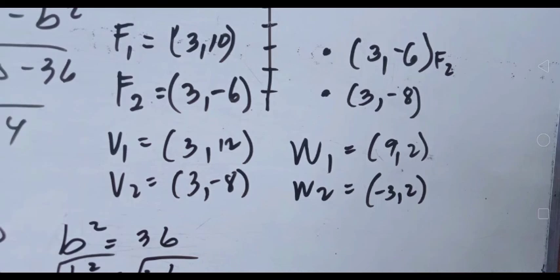So, it is complete. We now have the foci and vertices, so we can already graph our ellipse. Connecting the dots, this is our vertical ellipse. So, that is the ellipse with center at (h, k).